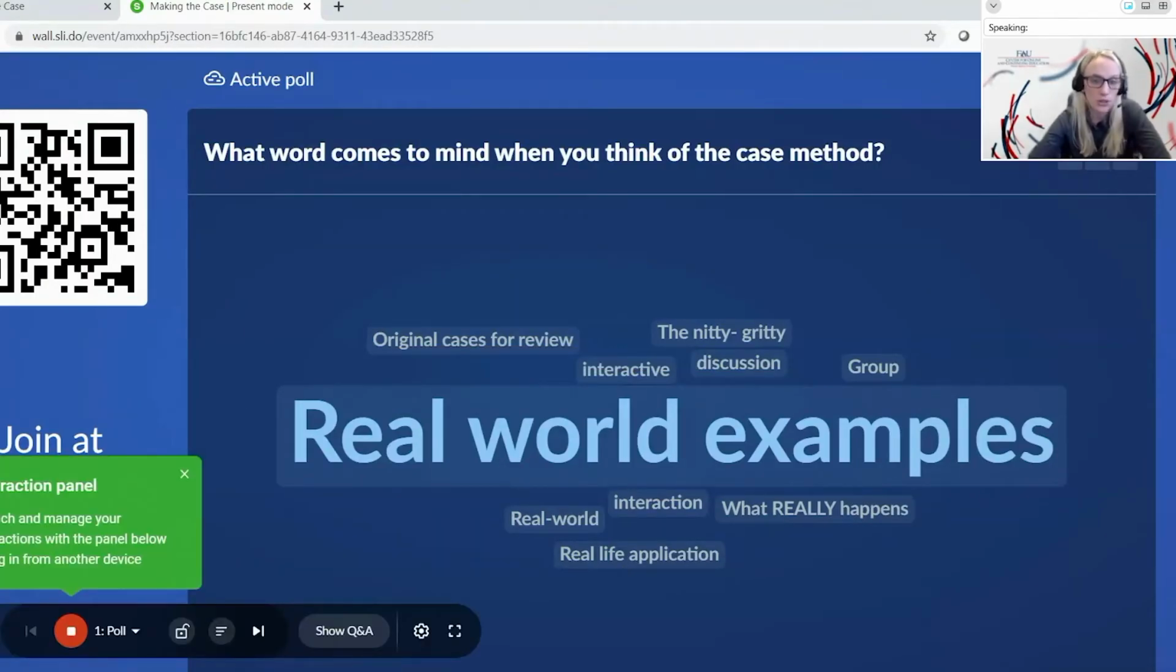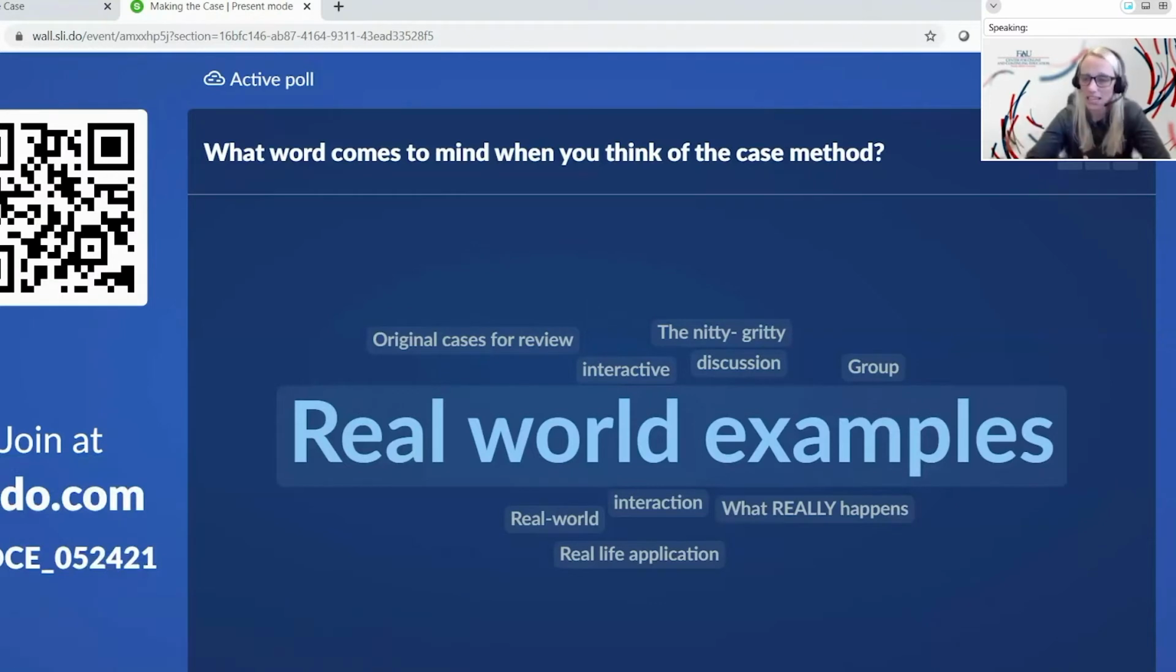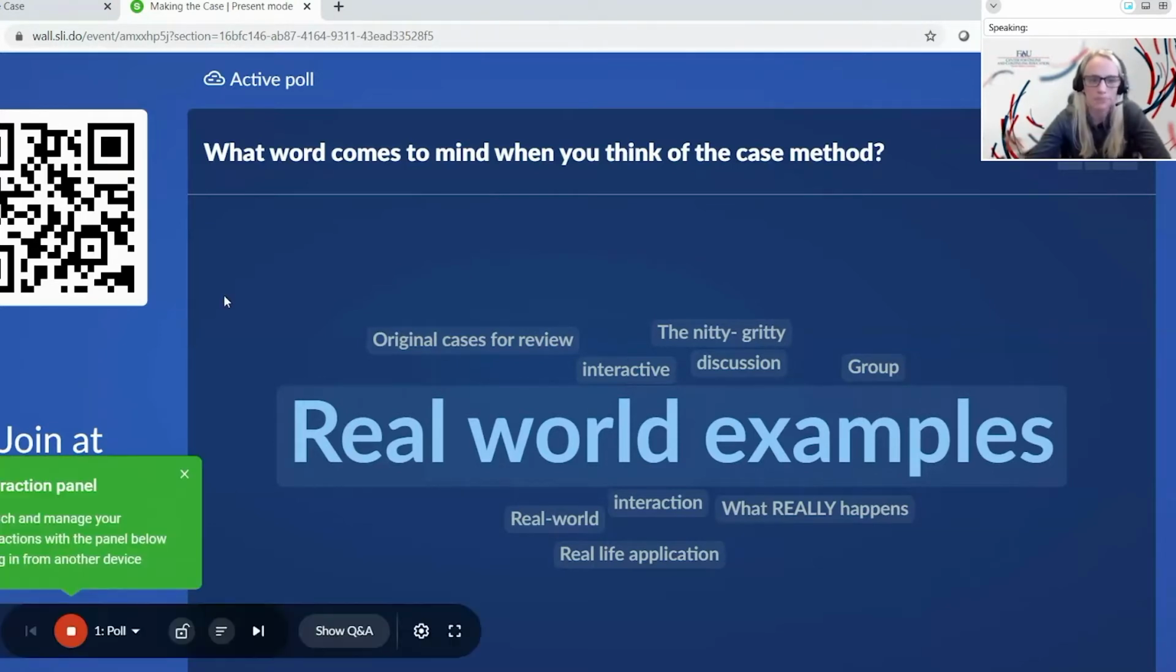Original cases for review, the nitty-gritty, interactive, discussion, group, real-world examples. That seems to be the biggest one. A lot of people said that. What really happens, real-world application, right? And I think when you think of the word case method, having real-world experiences is really what we're preparing our students for, to go into the workforce and use the knowledge and information and applications and discussions that you have in your class in the real world based on the subject area that is focused on in the course. So I think all of these are really, really excellent.